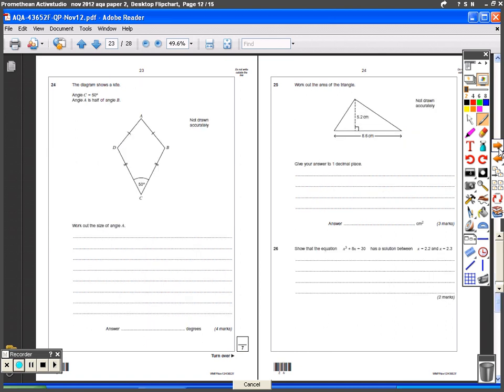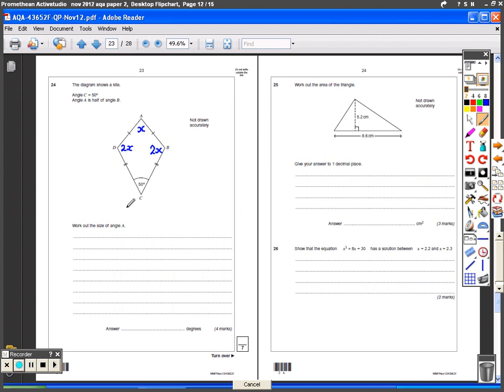Okay, question 24. It says the diagram shows a kite. Angle C is 50. Angle A is a half of angle B. Work out the size of angle A. So if I was to say that this angle here was an X, then angle A, it says, is a half of angle B. So if I've got X, then double X would be 2X. And in a kite, these two angles here are always equal. So if angle B is 2X, that must mean angle D is also 2X.